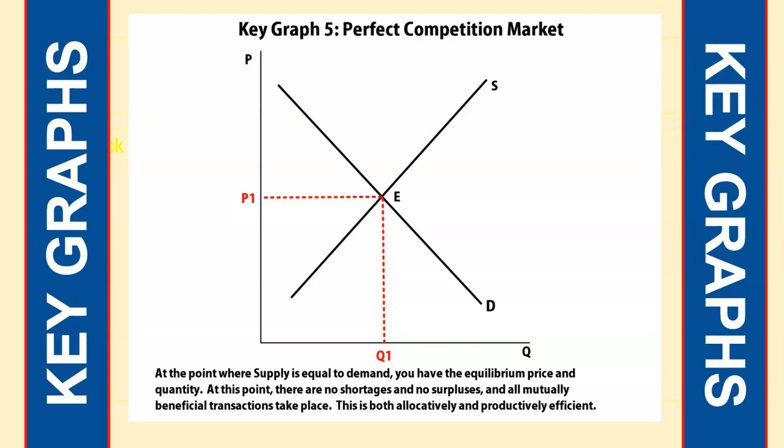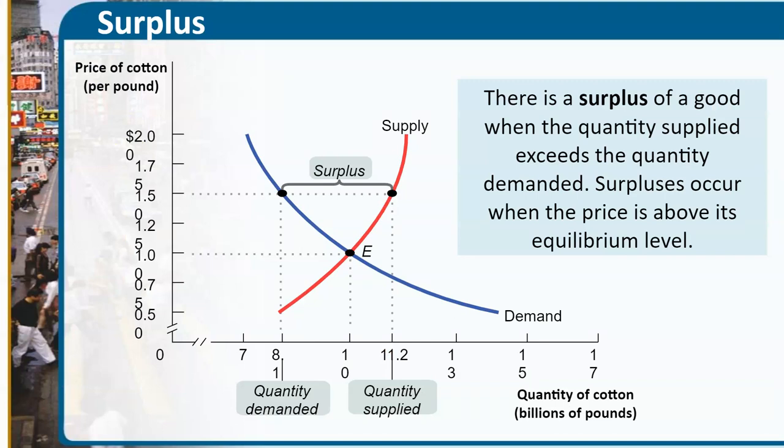So if you're not in that situation where you have this perfectly allocatively and productively efficient manner, we would get to what we call a surplus if you have a gap. And we'll talk more about this in the next chapter in terms of surpluses and shortages.